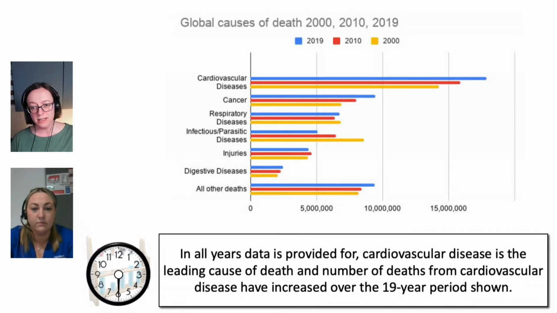So in all years that data is provided for, cardiovascular disease is the leading cause of death. So the most deaths are from cardiovascular diseases, and that's really obvious from the graph. Really clear to see. And then also, as you said, Charlotte, the number of deaths from cardiovascular disease has increased over the period of time shown. So in the 19 years from 2000 to 2019, you can see that cardiovascular disease deaths have increased quite a lot. And that's all you need to do for your 2 marks.